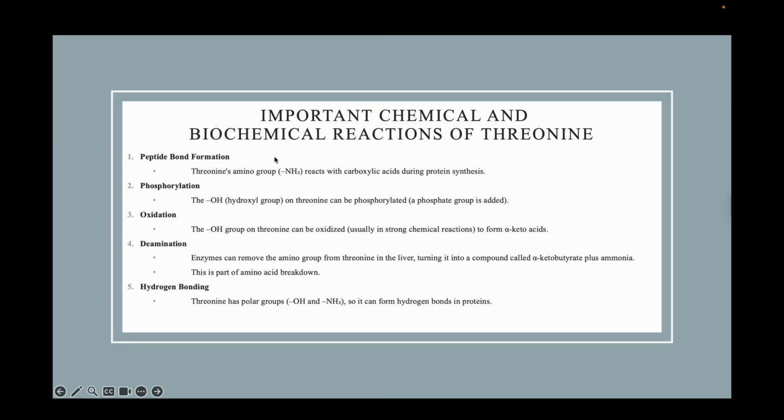Important chemical and biochemical reactions of threonine. Peptide bonds: the threonine amino group reacts with the carboxylic acid during protein synthesis. Phosphorylation: the alcohol on the threonine can be phosphorylated, a phosphate group is added.